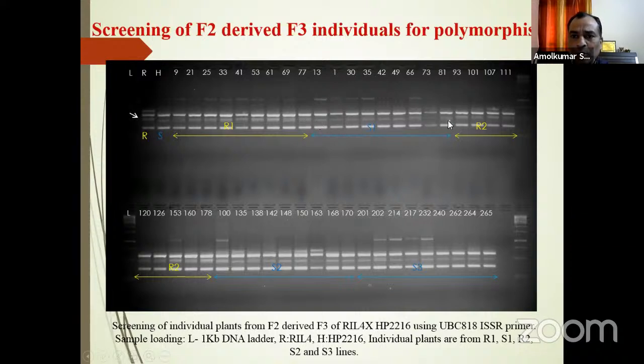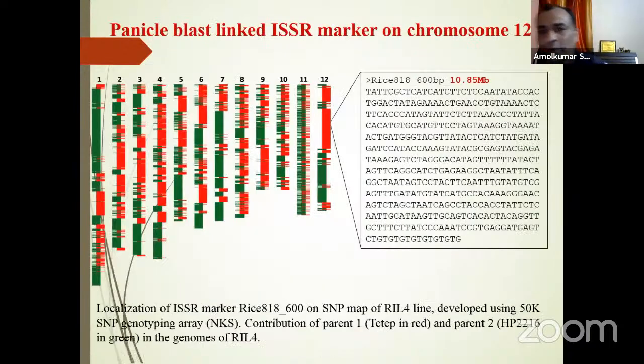Okay, there are a few crossovers, but still the pattern is similar. So we picked this one and sequenced this particular marker, and then we observed that it is on chromosome 12.